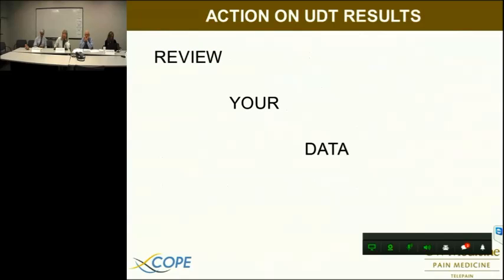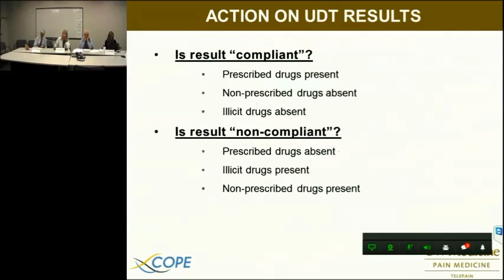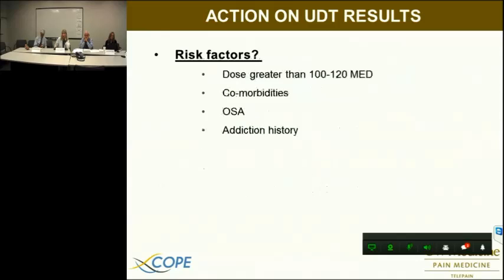So how do I approach this? I think we should review our data. We should look at all the data we have on the patient, and that includes starting with the UDT. Is it compliant? Do you see what you want? Do you not see what you don't want? So is it compliant? Is it not compliant? We'll start with our test. And then what are the risk factors? So what other data do we have?